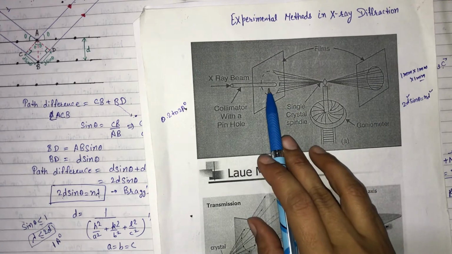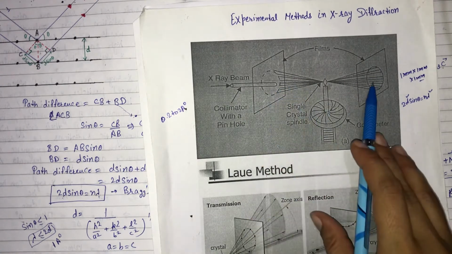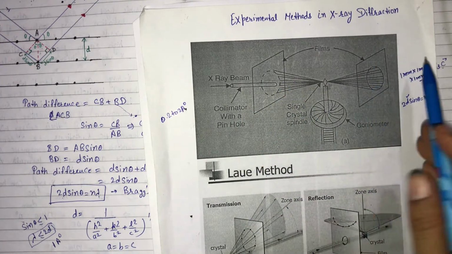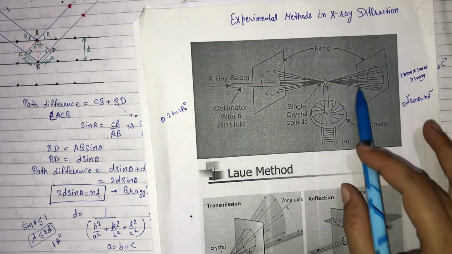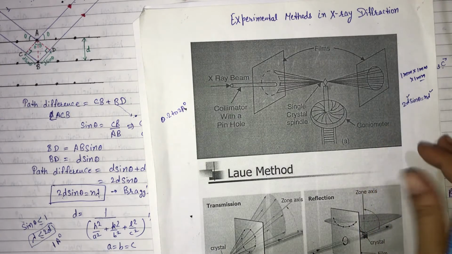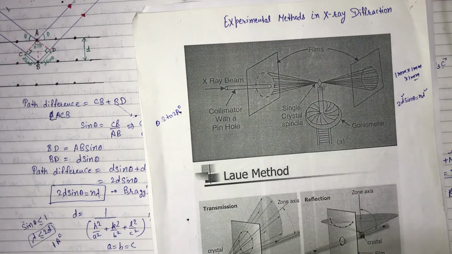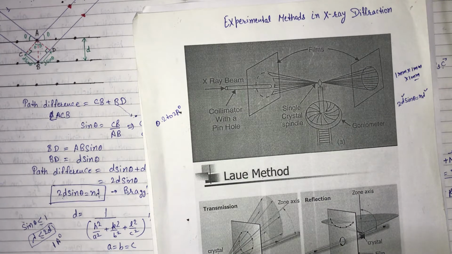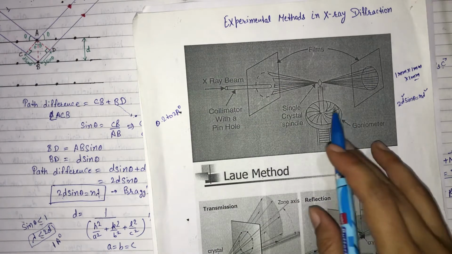This one is for the reflected X-ray beam, and this is for the diffracted X-ray beam. The diffraction pattern recorded on this photographic film will explain the symmetry of the crystal structure held on this goniometer. In this method, the X-rays used to study the crystal structure are of variable wavelength, and this method is used to determine the symmetry of the crystal.